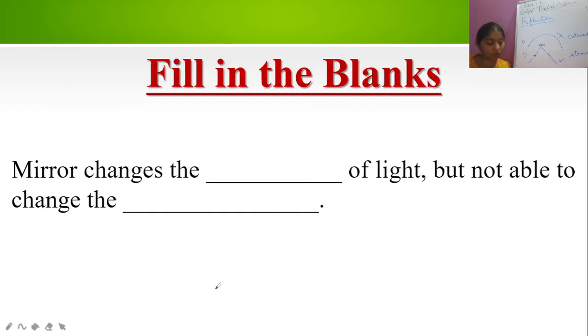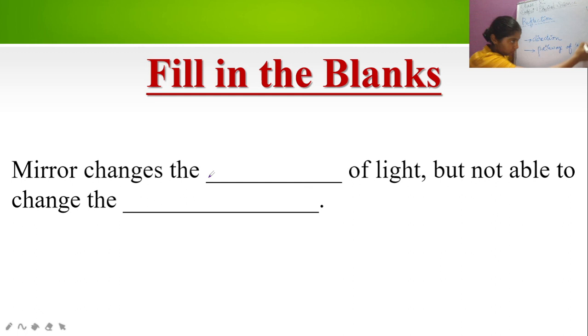So now students, this is your turn. Mirror changes the dash of light but is not able to change the dash. So what is the correct answer? What will you change? Yes, students, please write your answer down in the comment box. Yes, students, we only change the direction of a light, but we cannot change the pathway of a light. Okay, students, very good.